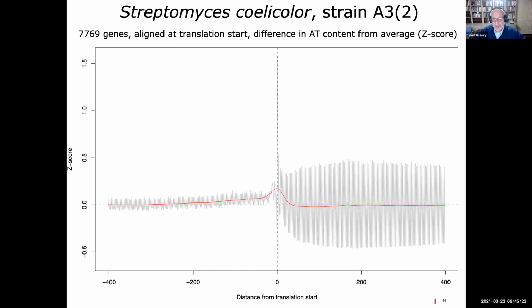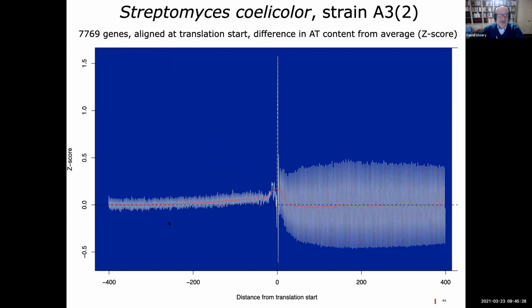Actually, let me go back. So this is what it looks like, and I put this shading on just so you can see a little bit better. What we're looking at is what's called a Z-score, the difference in AT content from the genome average. It looks a little bit like a seismograph, right? You see a little bit of noise, but if we take a 3-point running average, it's pretty much right on the average, and then it starts going up. Remember, 200 bases upstream is more AT rich than 200 bases downstream.